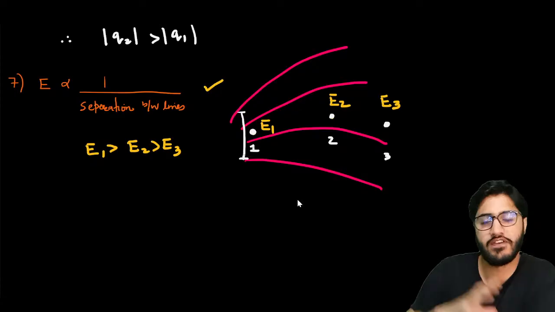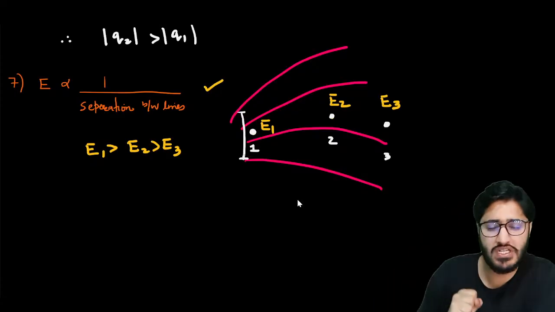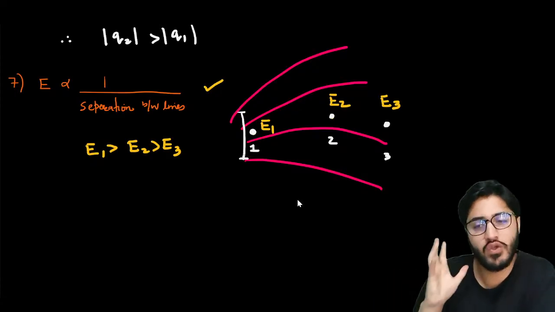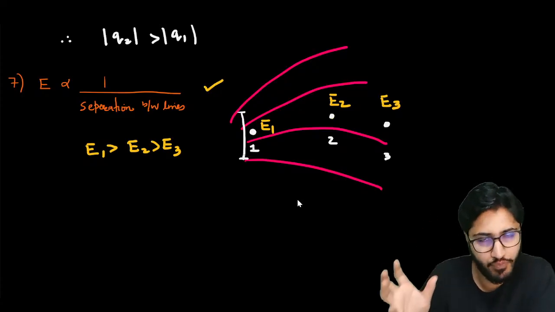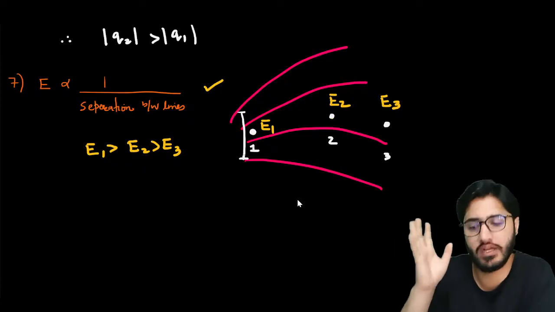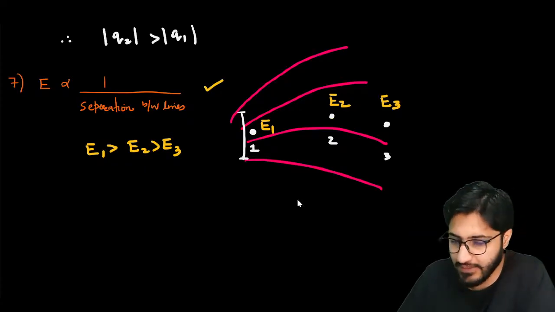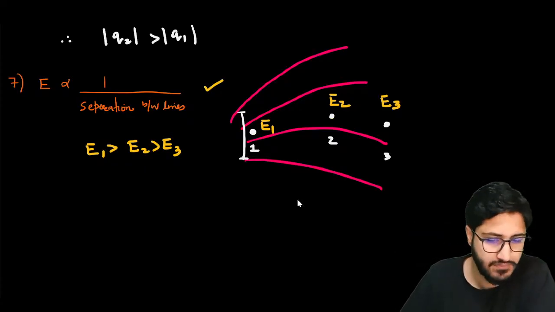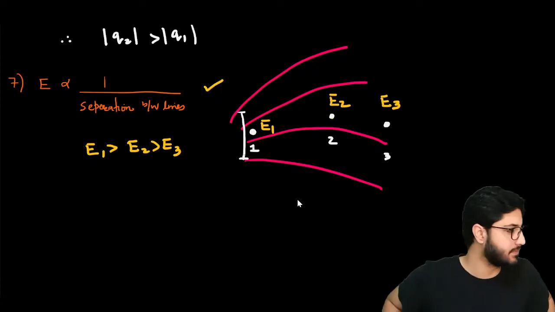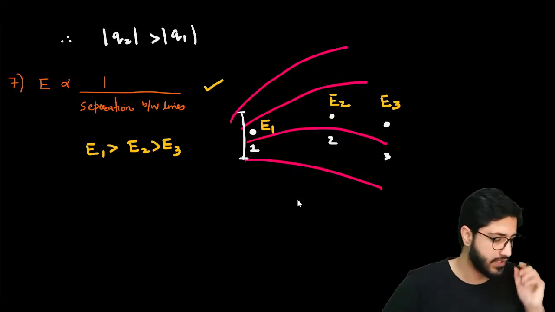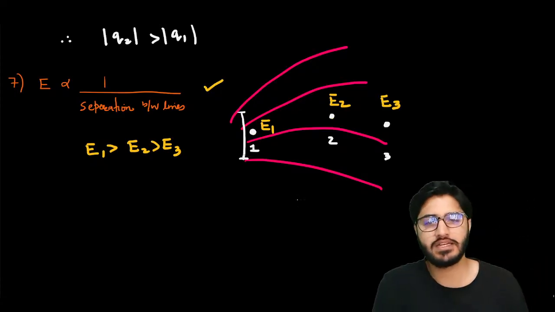Easy, no? If the electric field lines are closer to each other, that directly proves that at that particular position my electric field will be stronger. Done? If you have done some PYQs, you must have got one numerical based on this. I guess the numerical was like this.